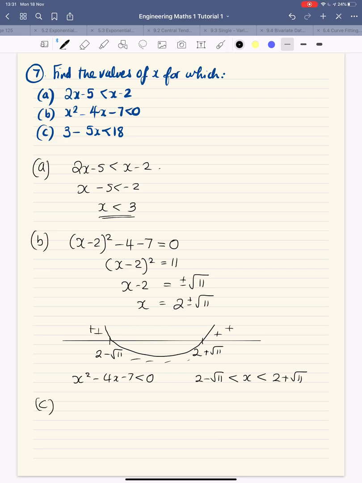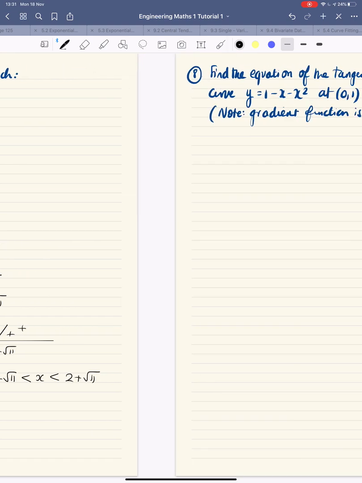And then C, 3 minus 5x is less than 18, therefore minus 5x is less than 15. Take 3 from each side, divide both sides by minus 5, so x is greater than minus 3. Reverse the inequality when we divide by a negative number.